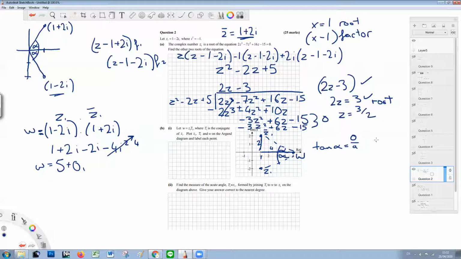So tan alpha is equal to opposite over adjacent. So this is going to be adjacent. So it's going to be 2 over 4, which is going to be a half. So you're basically looking for the tan inverse of a half. And then you're going to need to multiply that by 2. So tan inverse of a half is going to be 26 degrees roughly.